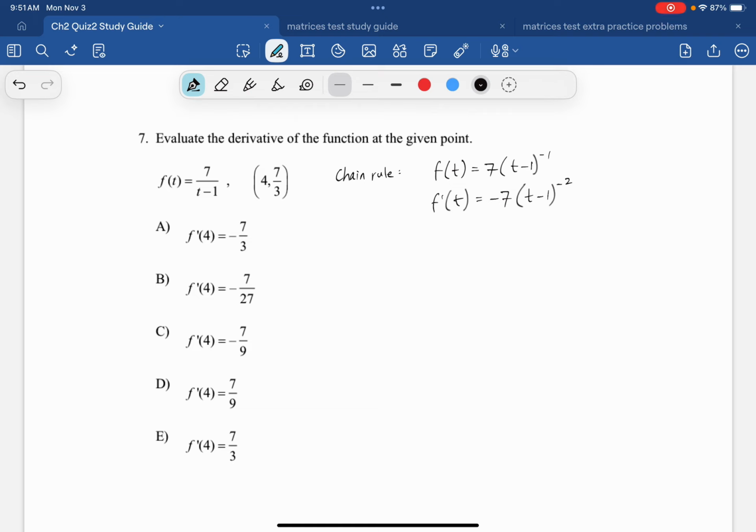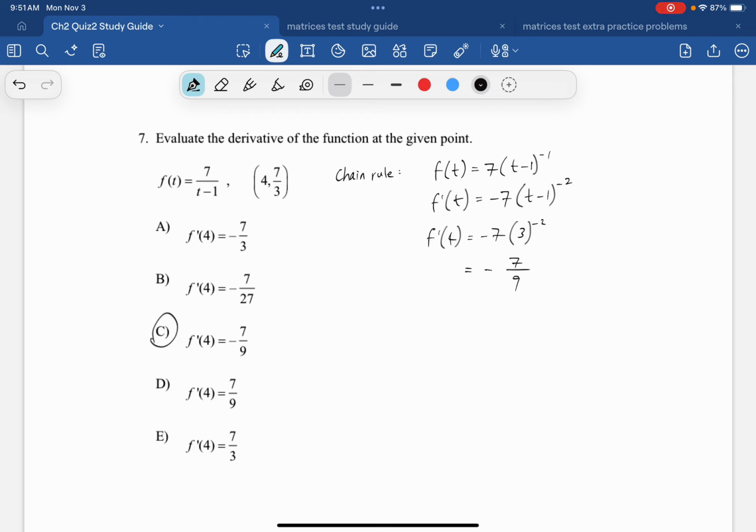And so I'm looking for the derivative at the value t equals 4, right? And so that means I need to plug in t equals 4, so f prime of 4 equals negative 7 times 4 minus 1, which is 3 to the power of negative 2. And so that's just negative 7 over 9, right? Because I have a power of negative 2, so that's a 1 over 3 squared. Okay, so that means my answer is negative 7 over 9, right here.